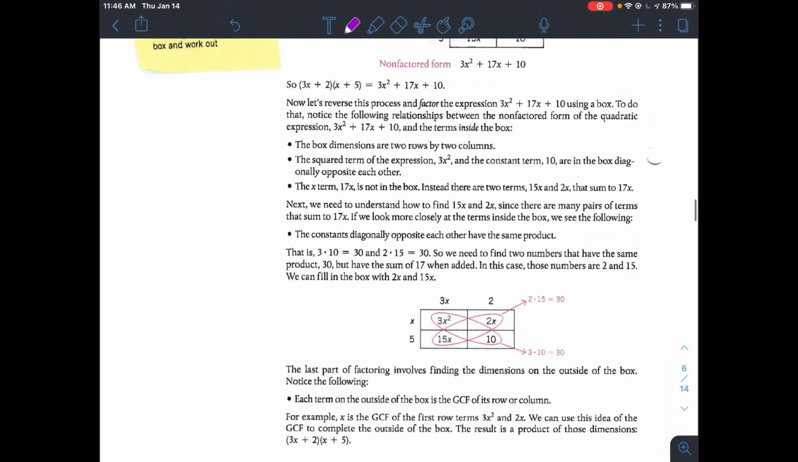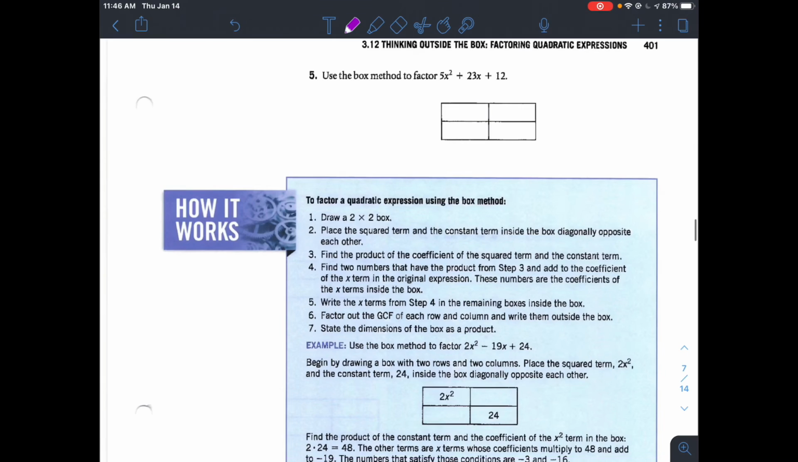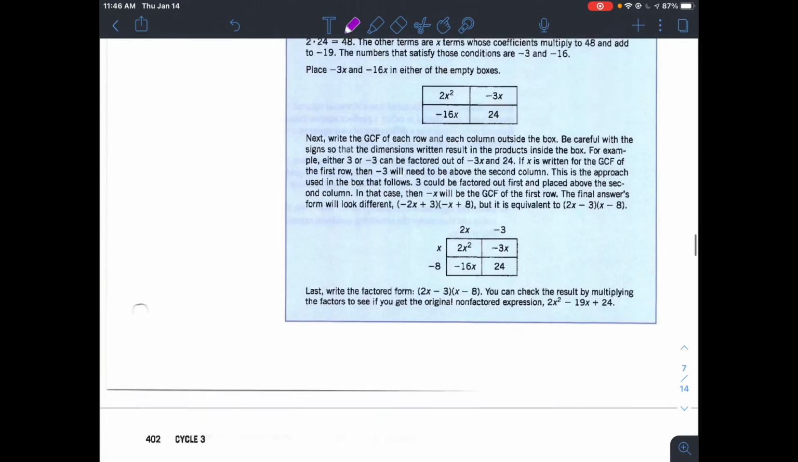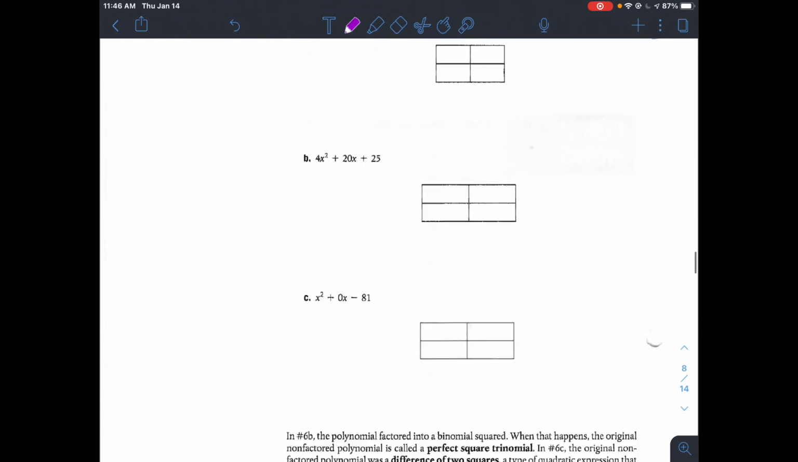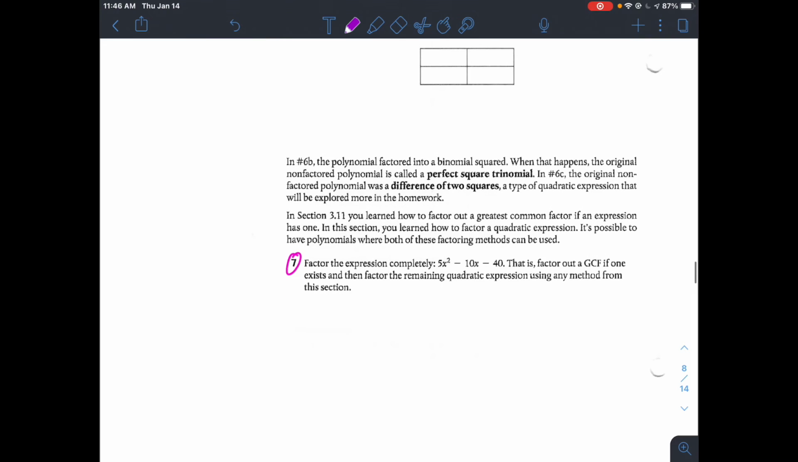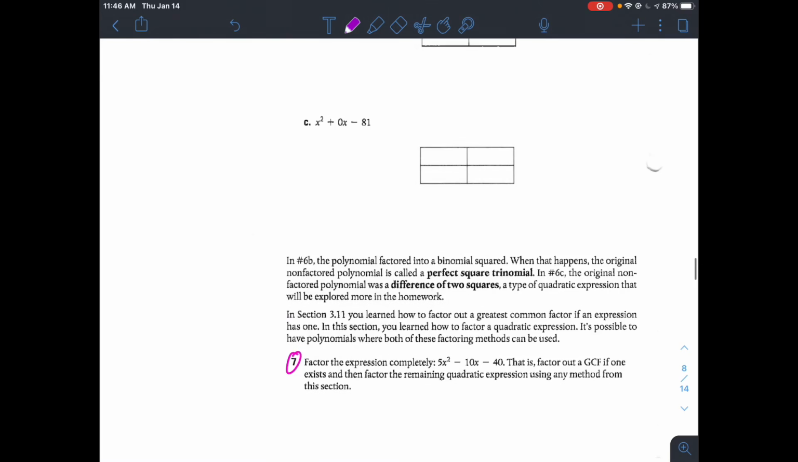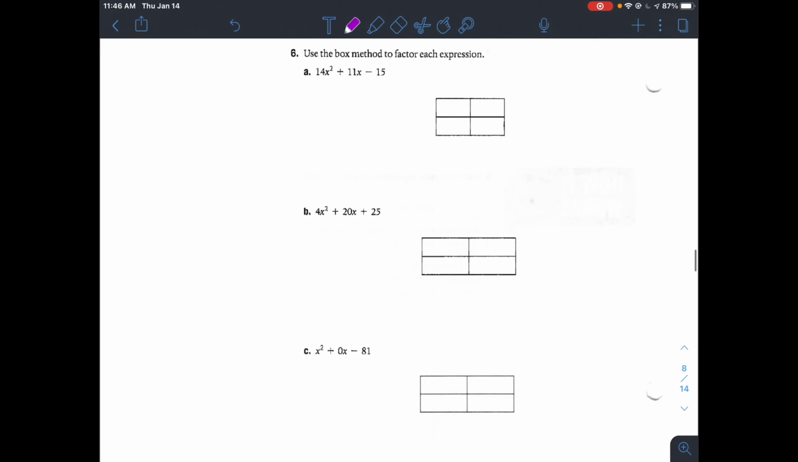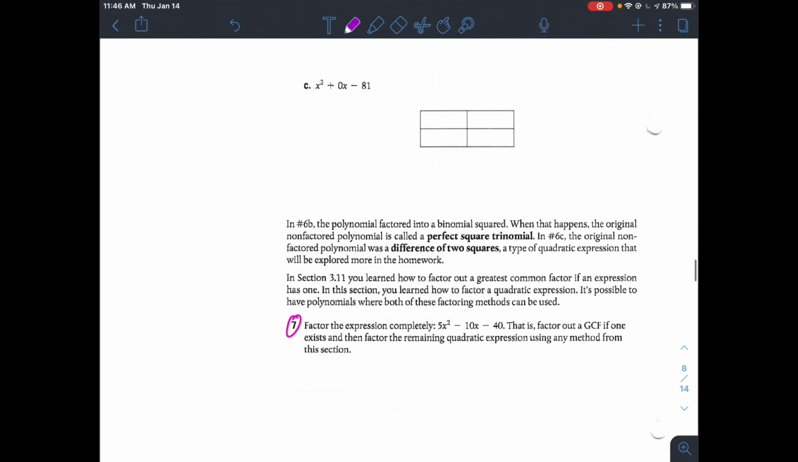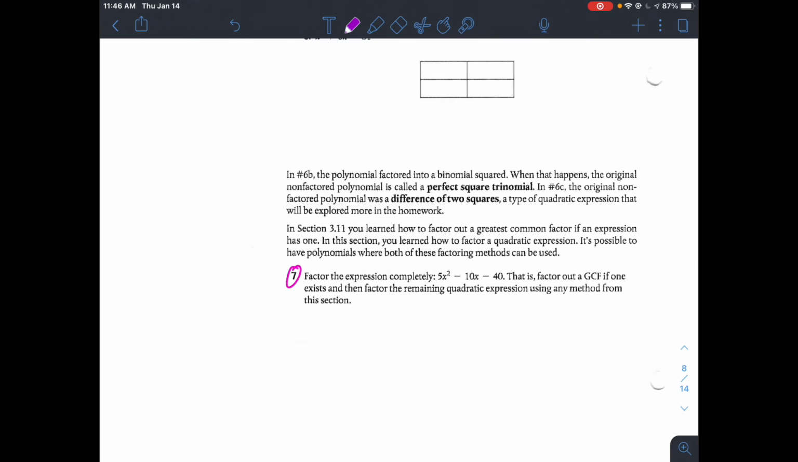Here's a little bit of reading for you if you're like, wow, I really hate guess and check, I'm never going to figure it out. Here's some reading on the box method. I'm actually going to skip the box method just because it's not my favorite. So we're going to skip those. If you want to work on them, go for it. We're just going to start with number 7.